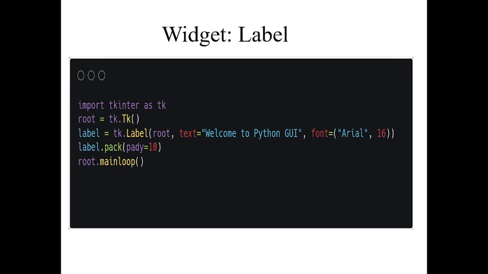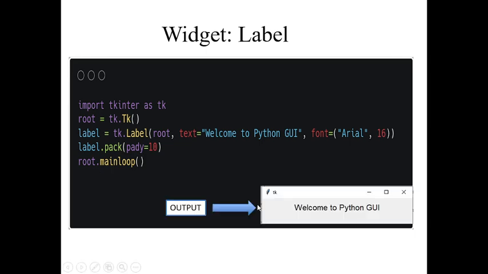Now let's see the output. Yeah, this is the output, and this is the label and the title that we have written here, welcome to the Python GUI. Here is the title, and pady means the distance from the top will be 10.